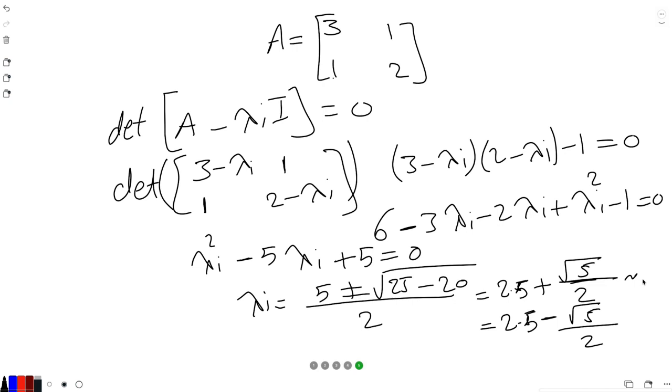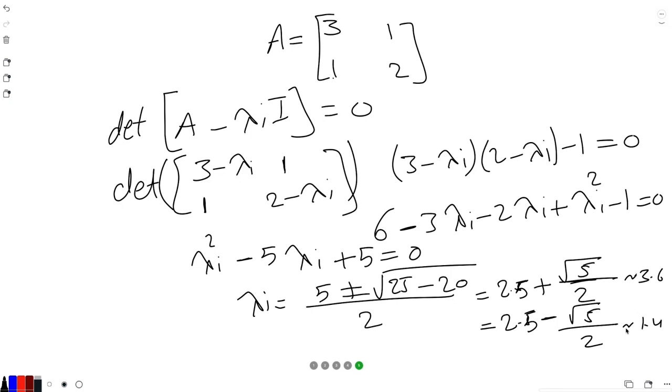I don't have a calculator close to me now. Sorry, the square root of 5 is about 2.2, but it is divided by 2 actually, so it will be 1.1. So 1.1 plus 2.5 will be 3.6. Let me take the eraser here. So it will be about 3.6, and this one will be about 1.4 or something like that.